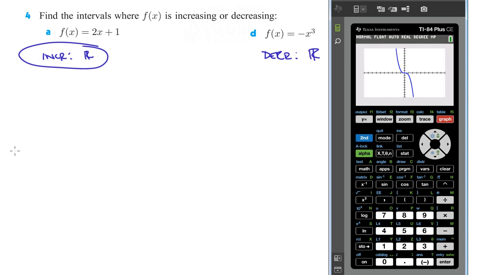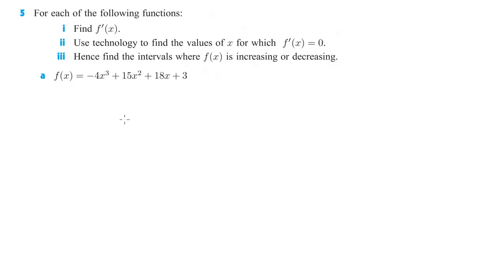Okay, let's look at one last one, and we'll call it good. For each of the following functions, find f prime of x. Use technology to find the values of x for which f prime of x equals 0. And then hence find the intervals where f of x is increasing or decreasing. So this is basically figuring out when this graph is increasing and decreasing without using the graphing calculator. We'll show you how to do this, but you can always use your graphing calculator on this.